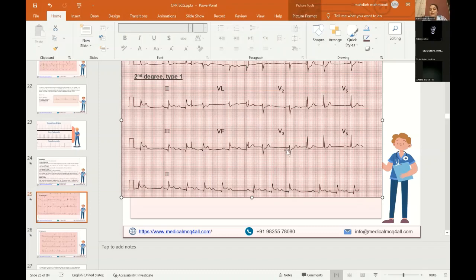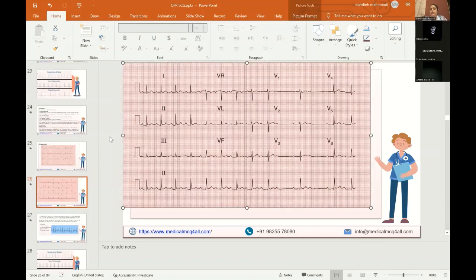This is dangerous, and in all cases of blocks, whether type 1 or type 2, you have to check that the patient doesn't turn into a higher degree block. But you have to do a pacemaker because it's dangerous, it might go to complete heart block.